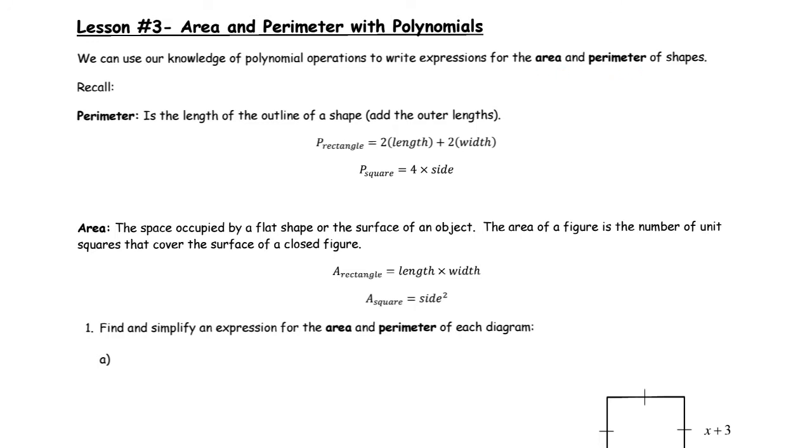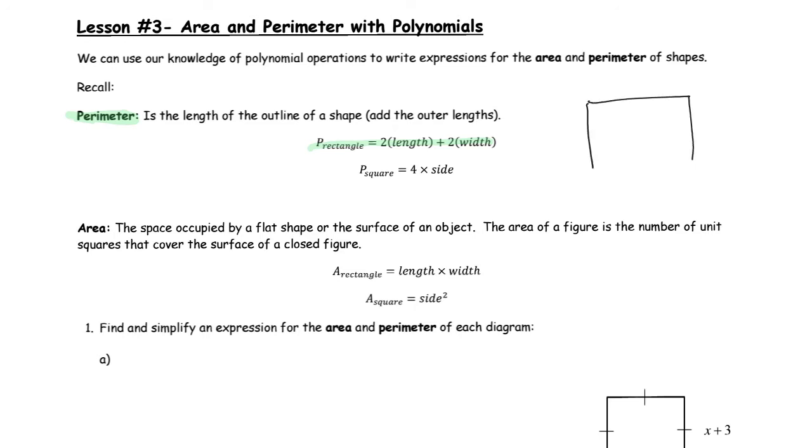Before we get into that, we need to make sure that you remember what we're talking about. First of all, perimeter. Perimeter is the length of the outline of a shape, so we're going to add up all the outer lengths. For a rectangle, that amounts to 2 times the length plus 2 times the width. So we just have to think about what we're talking about here.